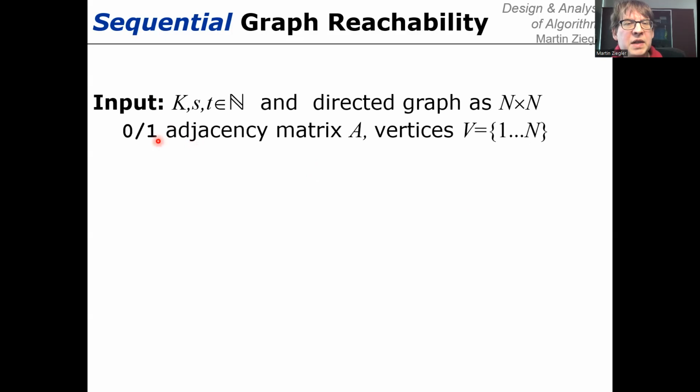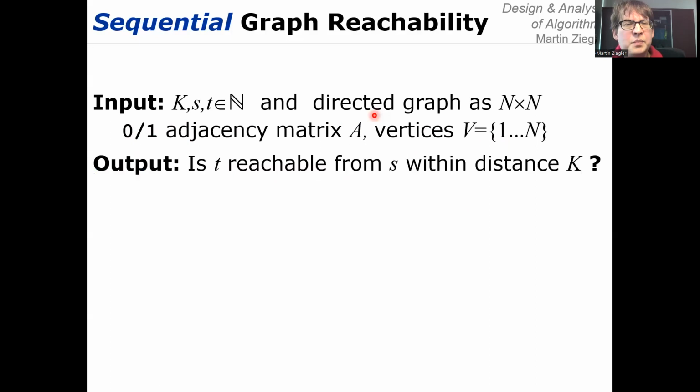Also, let me emphasize that the input graph is represented by an adjacency matrix, a 0, 1 valued matrix, which says whether there exists an edge between any two given vertices in this matrix representation. So 1 means there exists an edge, and 0 means there's no edge. The vertices are numbered from 1 to n. So the output is the answer to the question, is T reachable from S within distance k?